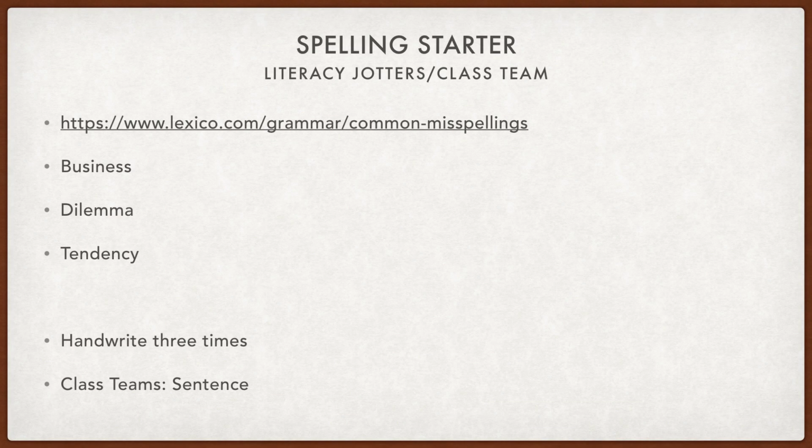Okay, so we'll start with our spelling starter. Remember, the first part of the starter must be handwritten, but what would be really useful is if you took a picture of what you've done and pop it onto your OneNote under the distance learning section. If you don't have a distance learning section, create one just now. Your three words are business, dilemma, tendency. So I want you to write those words out 3 times.